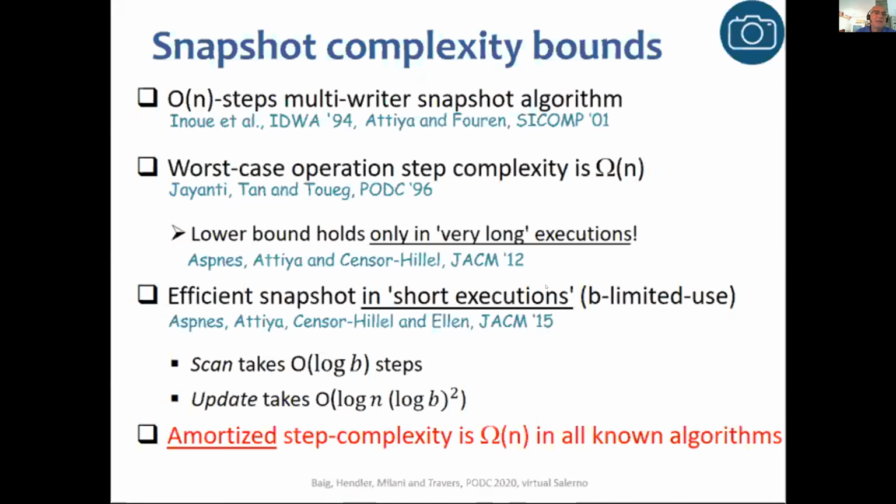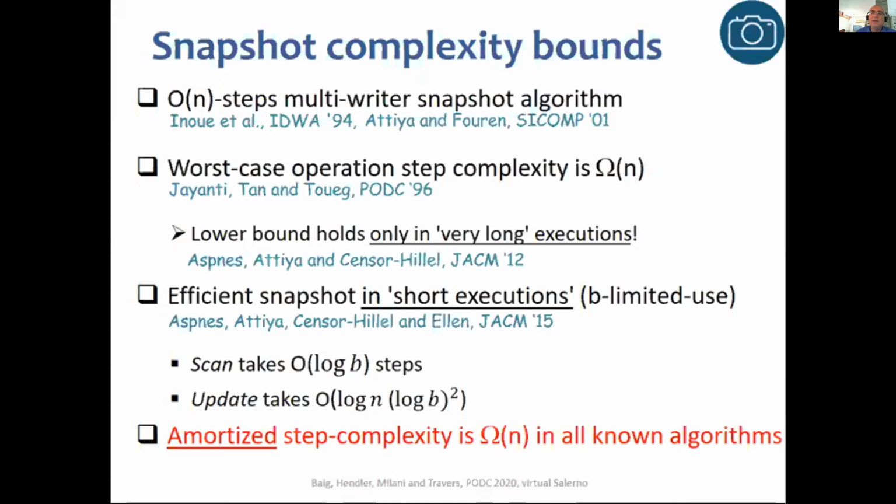So this seems to settle the problem, but it turns out it does not, because 15 years later, Aspnes, Attiya, and Censor-Hillel observed that the lower bound holds only for executions which are very long, that is, in which the number of operations applied to the object is exponential in n, the number of processes. And they leveraged this observation to construct counters and additional objects for which the worst-case step complexity is polylogarithmic in the length of the execution.